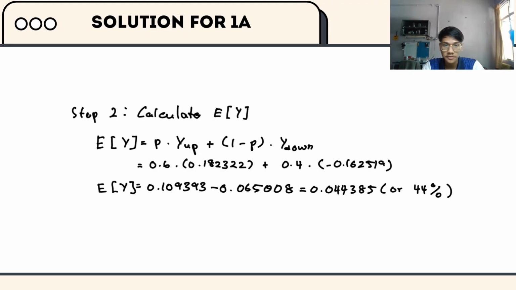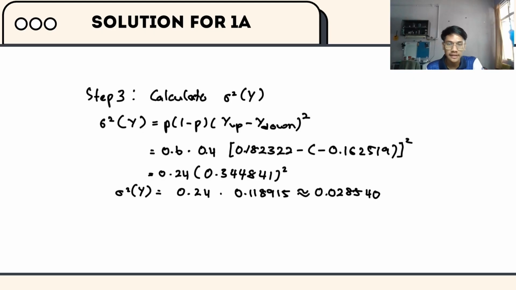For the next step, we need to calculate the expected logarithm return E[Y], and we will use the formula P times Y up plus 1 minus P times Y down, and we will get the value of 0.044385, or we can say 4.4%.